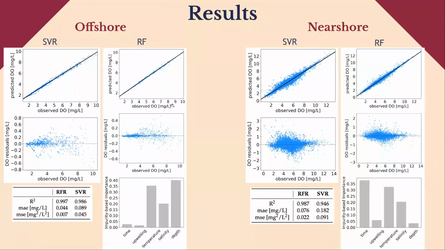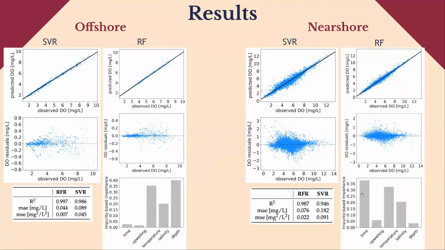So the results that we got by using support vector regression and random forest regression are actually very good. For the offshore set, we got an R-squared of 0.99 and 0.98 in random forest and SVR respectively. And the most important features were, in this case, temperature, salinity, and depth. So remember, this is a linear regime.